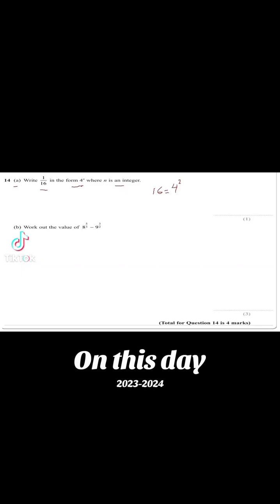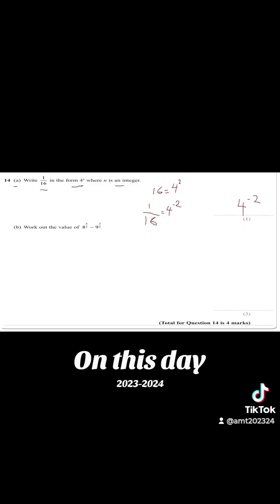That's only possible by making the power negative. So 1/16 is just literally 4 to the minus 2, so the answer is 4 to the minus 2. And again, check it if you're unsure. 4 to the minus 2 means 1 over 4 squared, which is 1 over 16.